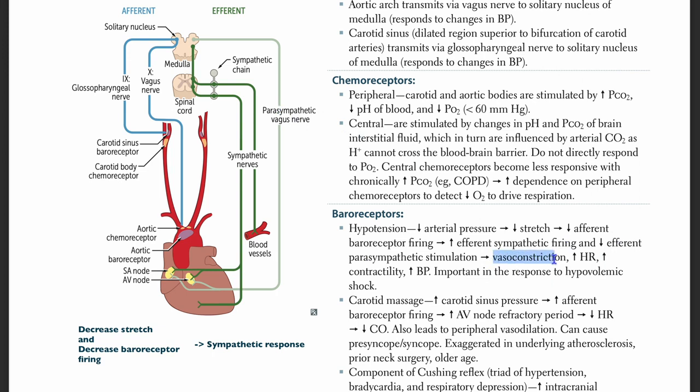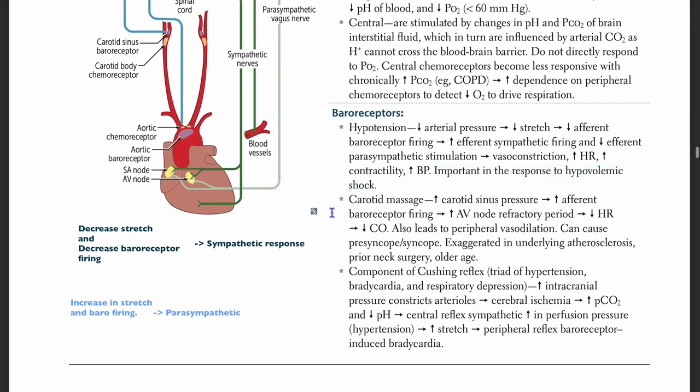So this will lead to vasoconstriction, increase in heart rate, increase in contractility, and increase in blood pressure. Why blood pressure? Remember B1. B1 acts on heart rate, contractility, and renin. It acts on the kidney as well. And BP increases because of vasoconstriction, and the volume increases as well. So it's important in the response to hypovolemic shock. This is the thing that keeps you going during hypovolemic shock.